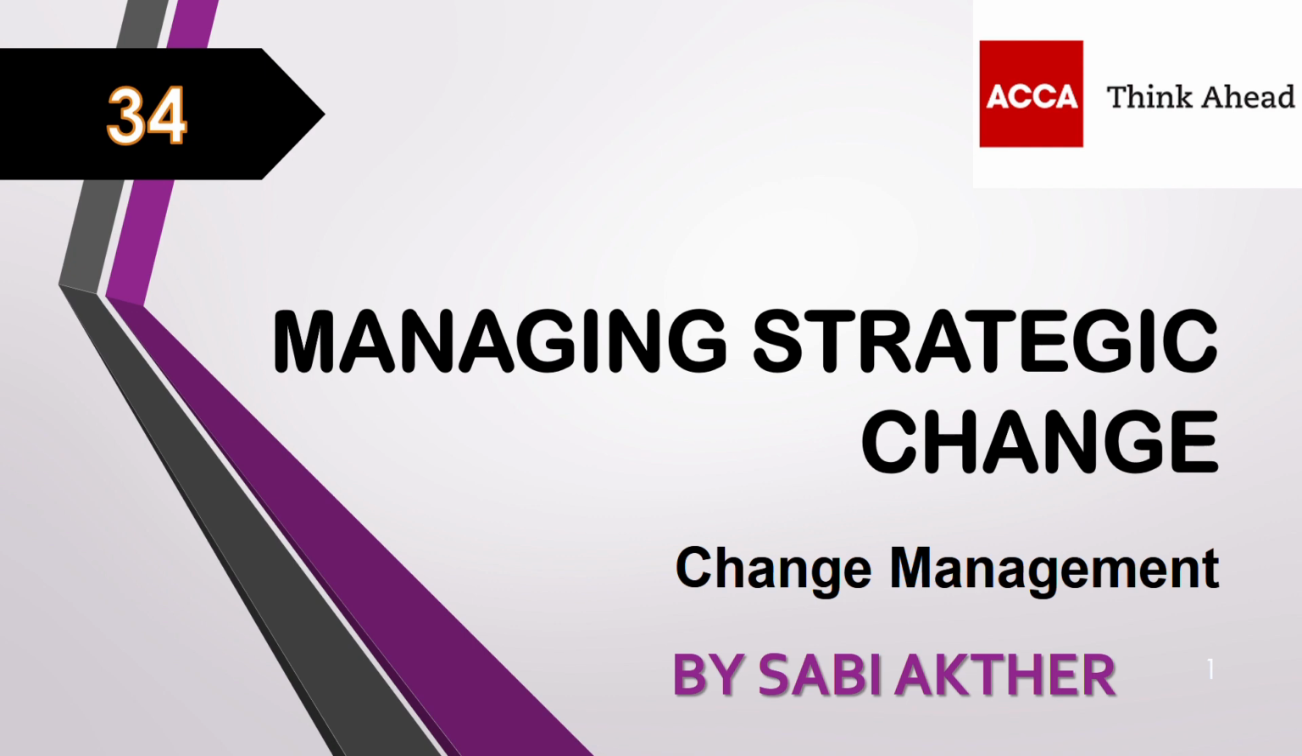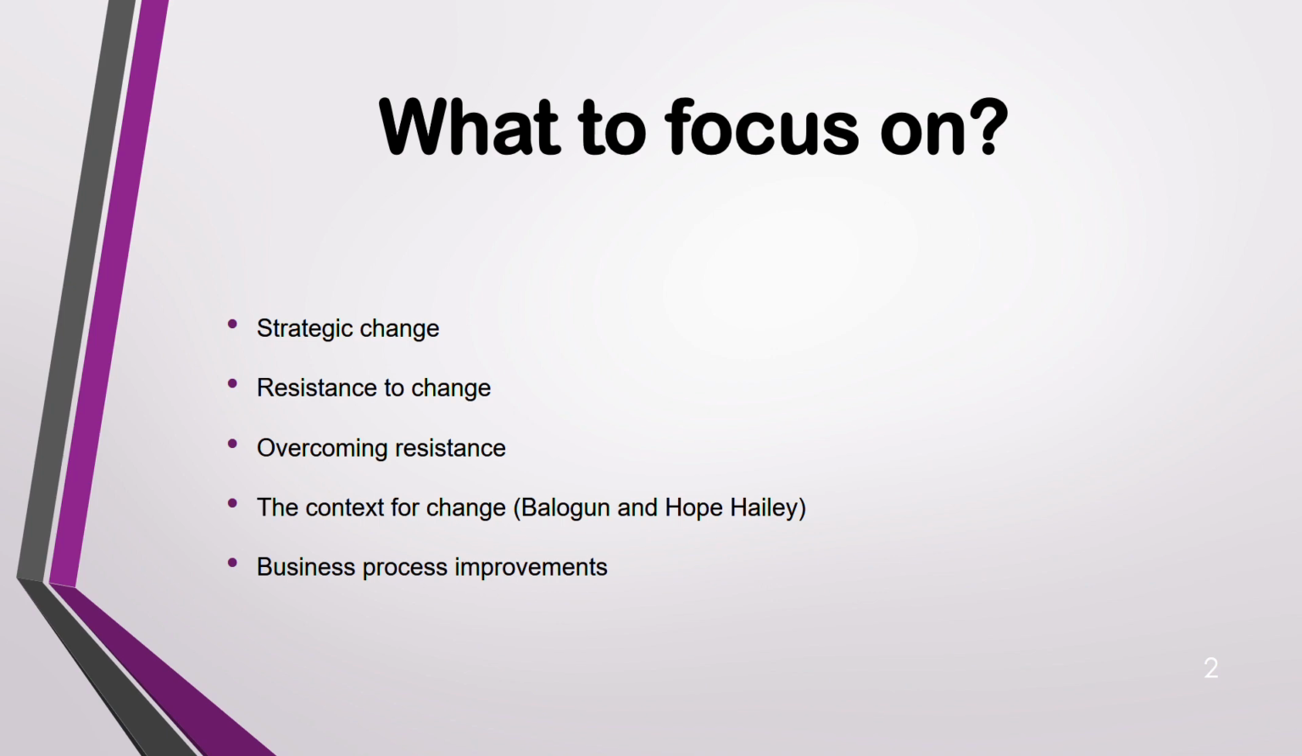Here we are going to talk about many things, in fact 2 to 3 important things, starting with strategic change. Why we need to change, what resistance we have to face when we want to change, overcoming those resistance, then the Balogun and Hope Hailey's model, and business process improvement. This is a little bit of technical area. You need to know these technical areas.